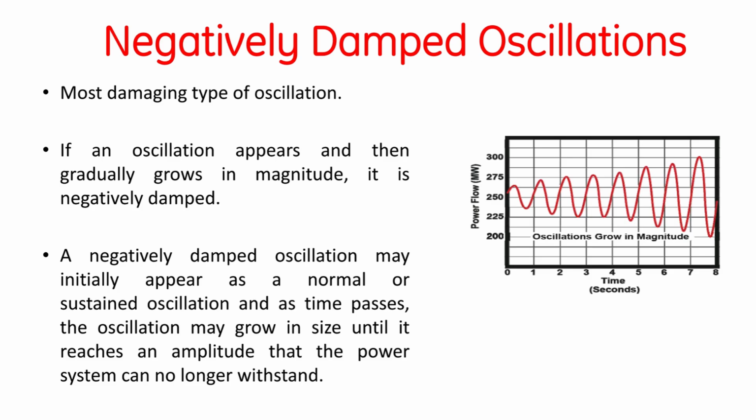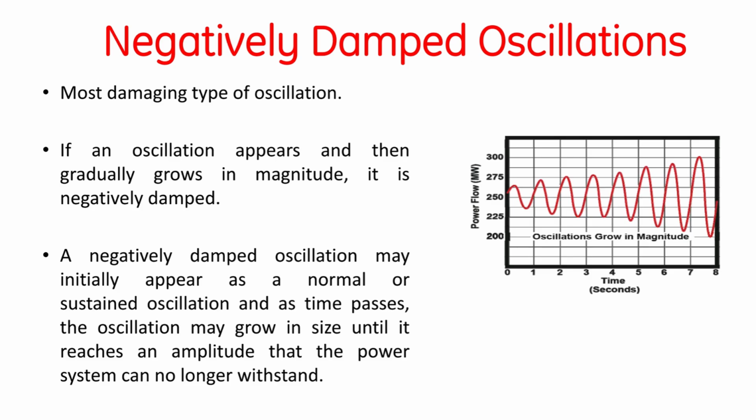Which brings us to the worst case scenario. Negative damping, zeta less than 0. This is the most dangerous classification, absolutely, because negative damping means the system isn't removing energy from the oscillation, it's actually adding energy to it. It's feeding the oscillation, making it grow. When an oscillation is negatively damped, its amplitude gradually increases over time. So it might not look too bad initially.